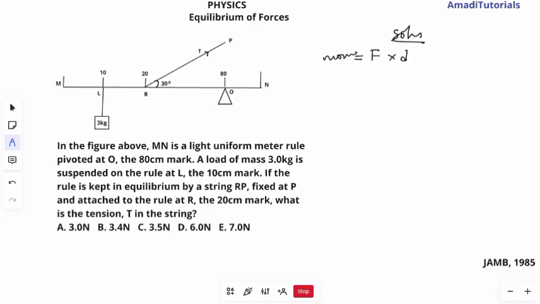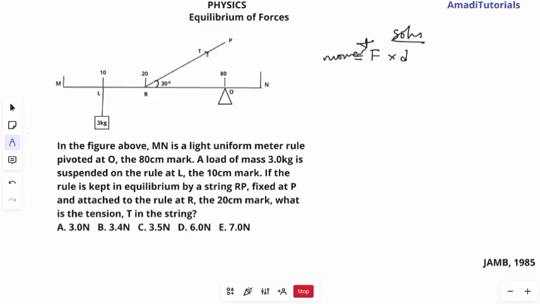So what I'm saying is that the distance must be perpendicular to the force. If you look at this other force here, this tension that is also keeping this thing in equilibrium, it is suspended at an angle of 30 degrees. So it's not perpendicular to point O, to this point of consideration, the fulcrum. It's not a perpendicular distance.